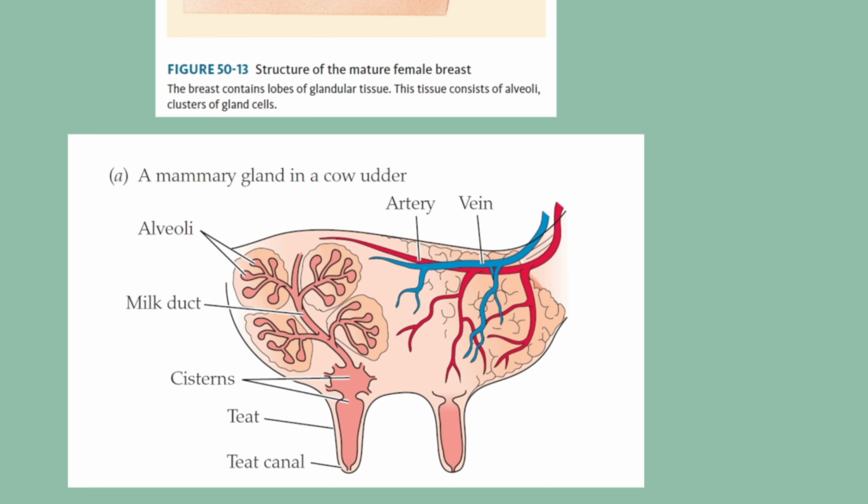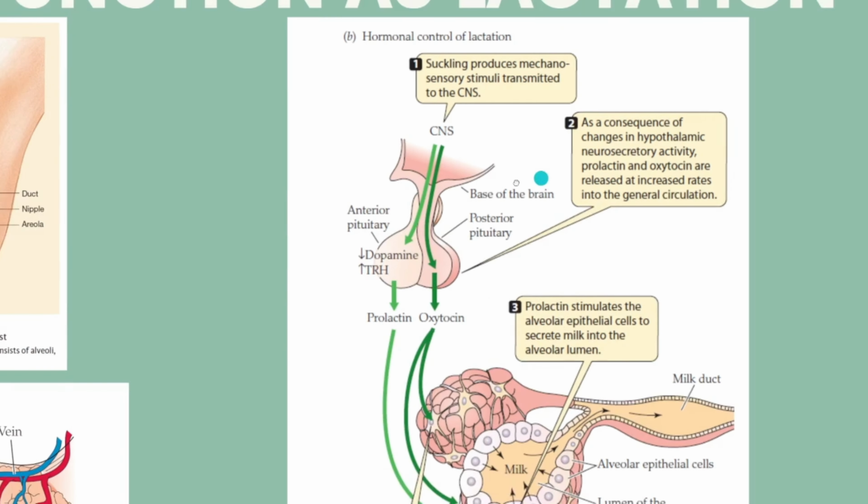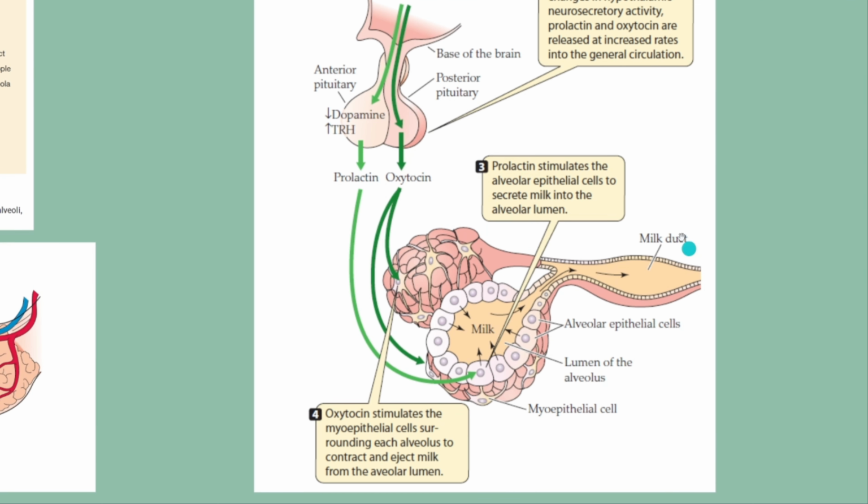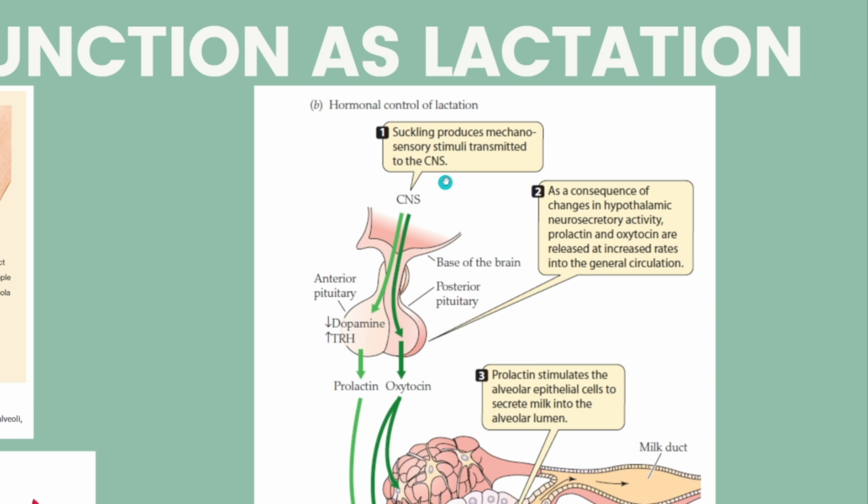However, the estrogen will block the action of prolactin on the mammary gland, so it inhibits prolactin secretion by promoting the release of prolactin inhibiting hormone from the hypothalamus. So you can see here, this is the hormonal control of the lactation process.